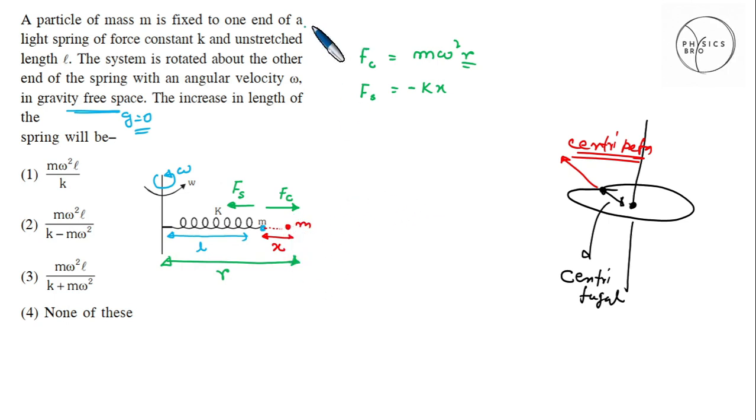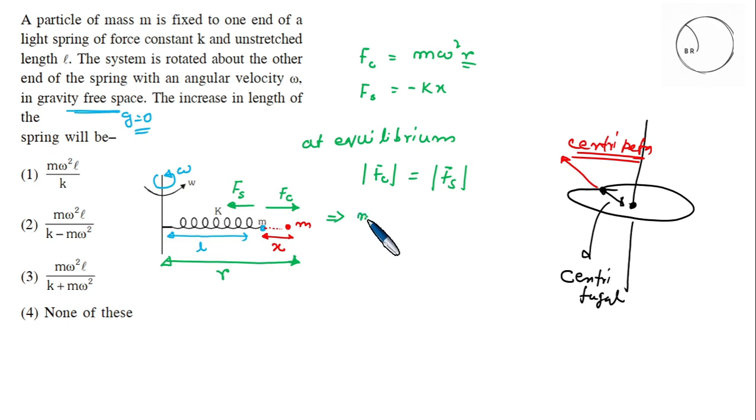So at equilibrium, what will happen? These Fc and Fs will have the same value. We are taking the mod because we are not taking the directions, but they are the same value. Then we can say that the forces balance the system. That is the equilibrium situation. So we are writing that Fc is m omega square r, and this is the mod, so this is kx.